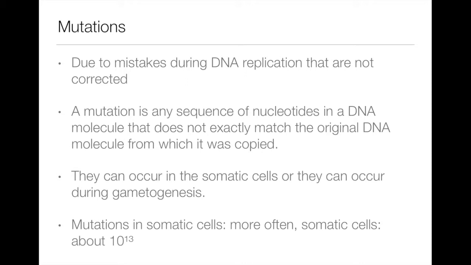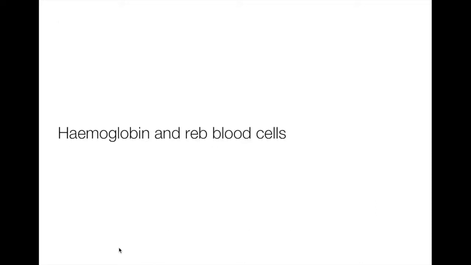Okay, but mutations in somatic cells happen way more often because somatic cells are such a high number, while gametes are much fewer. So if we want to see a ratio, it would be much more common to see mutations happen in somatic cells than in the gametes.